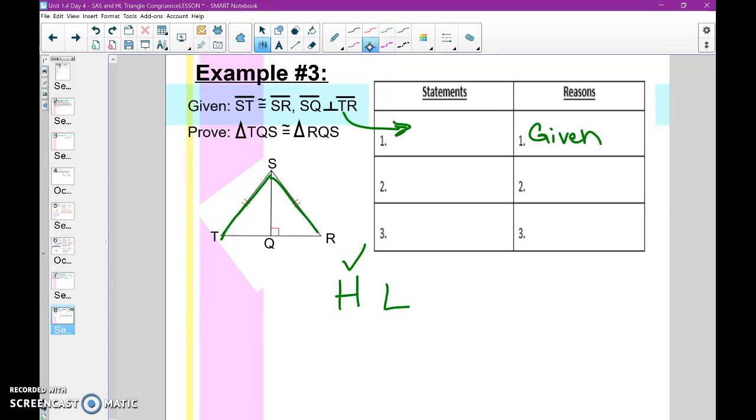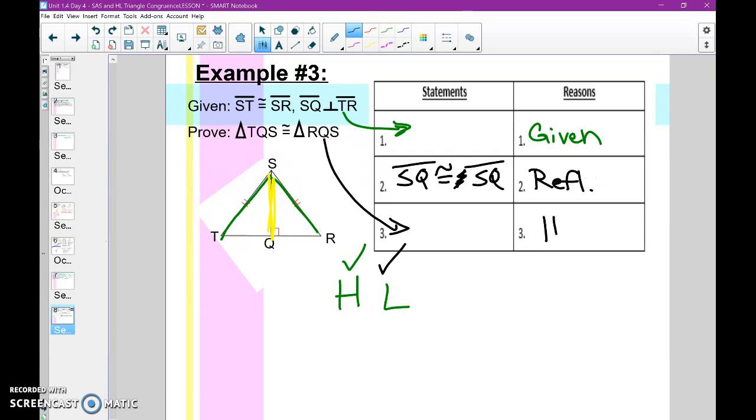I've got a reflexive piece right there in the middle. Awesome, I can use that. So SQ is congruent to SQ by the reflexive property. I've got both the pieces, so now I can put this here by HL.